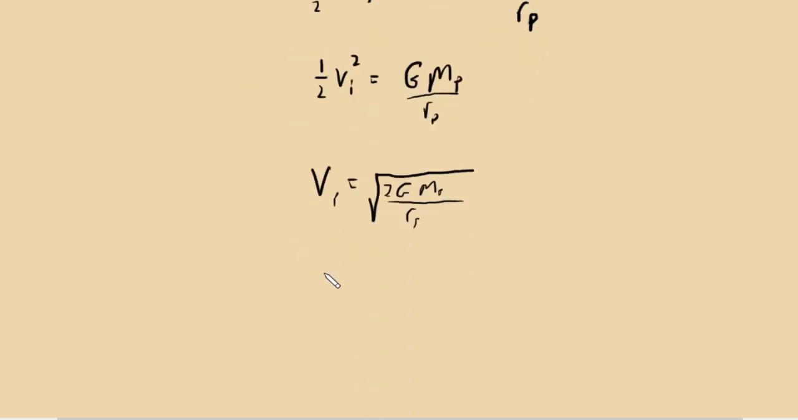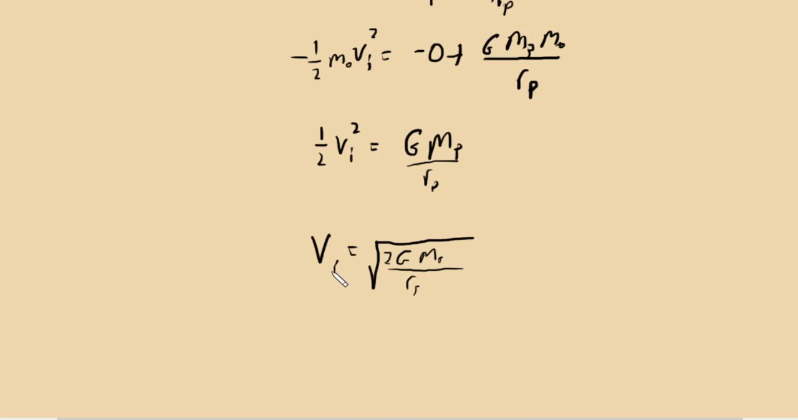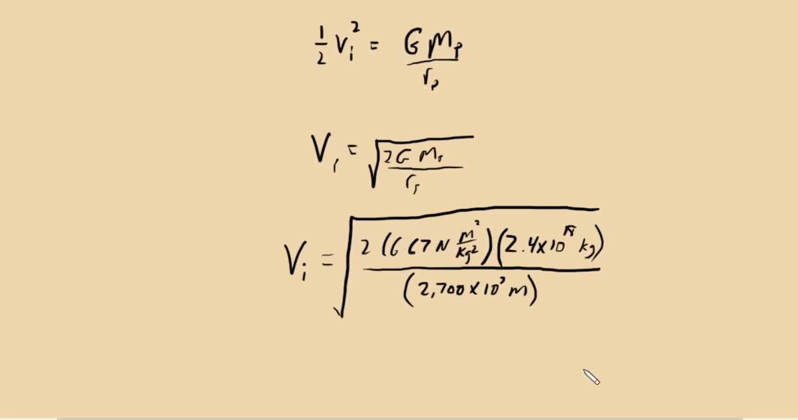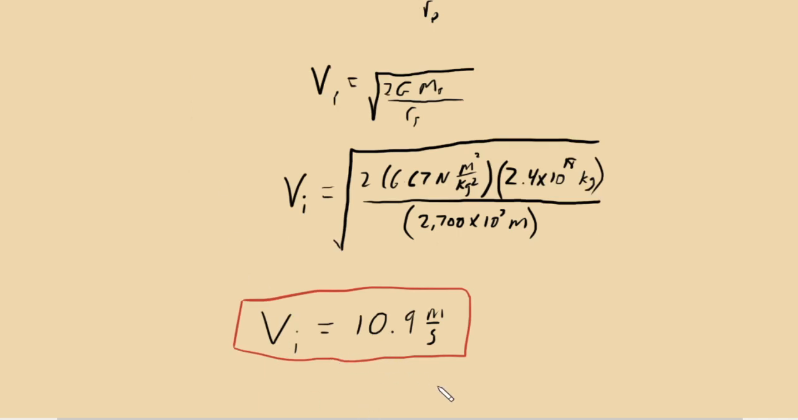So solving for this, we get the initial velocity that we need. Our escape velocity is equal to the square root of 2G times the mass of the planet, divided by the radius of the planet. And of course, these are all known values that we were given in the beginning of the problem. And we see that we have an initial escape velocity from this planet of 10.9 meters per second.